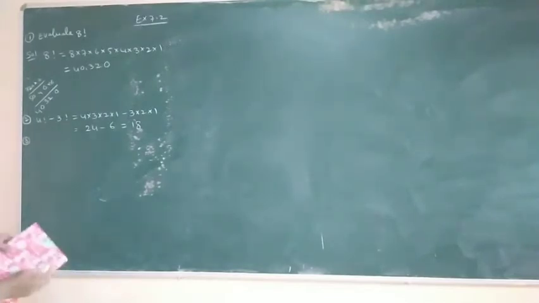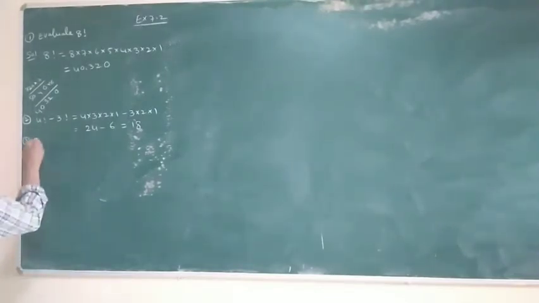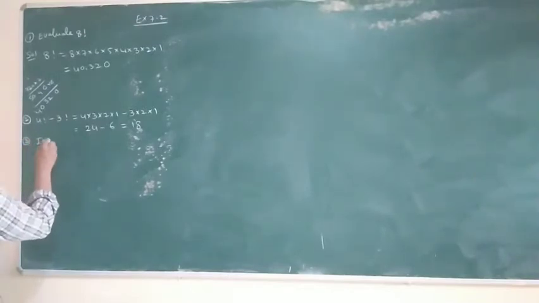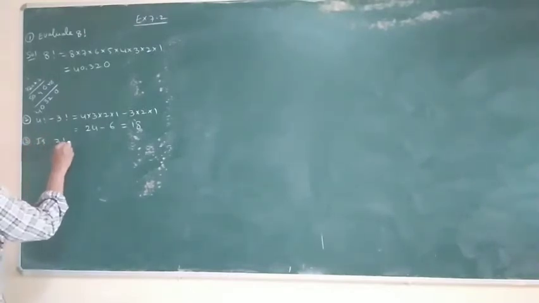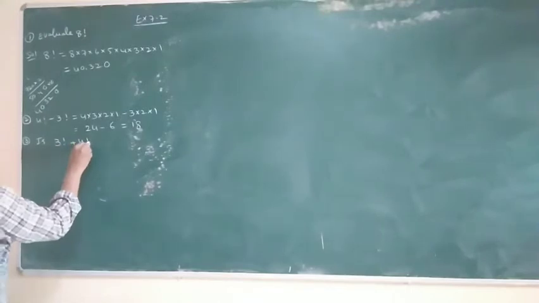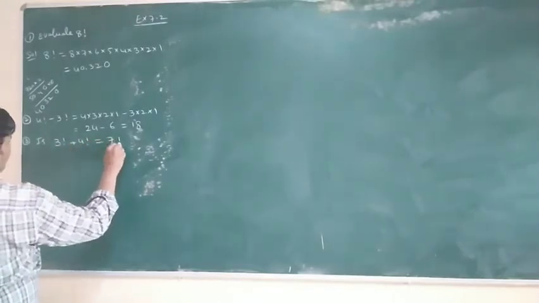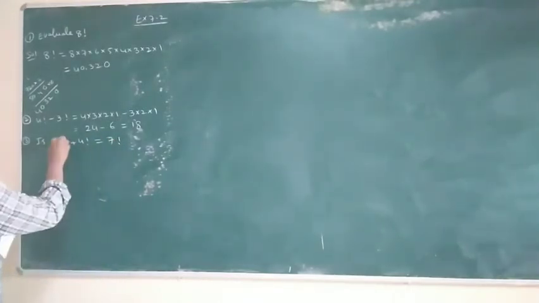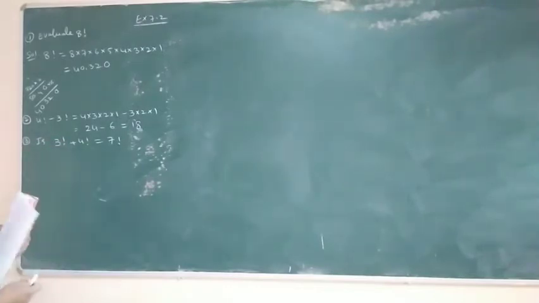Third problem is: 3 factorial plus 4 factorial is equal to 7 factorial. Is it correct or not? First of all, 7 factorial.